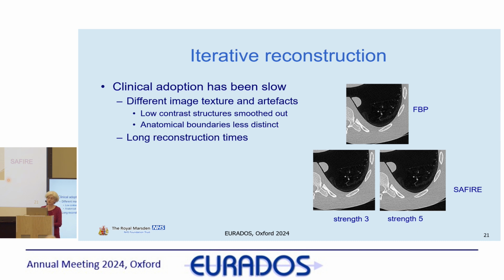And I've got some images here, but I suspect under these light levels, you probably can't quite tell the difference. But this is the filtered back projection as reference. This is iterative reconstruction with two different strengths. And at strength 5.1 here, the image is very smoothed.